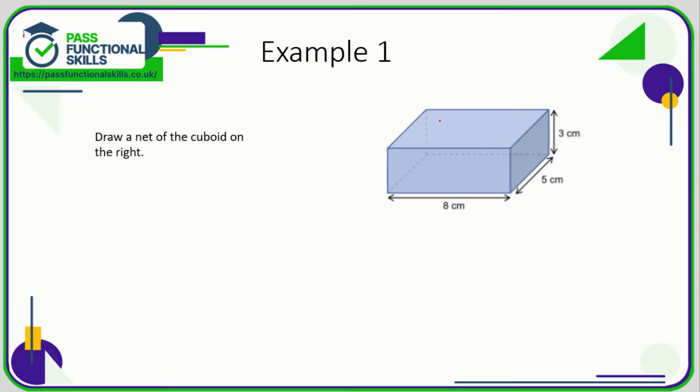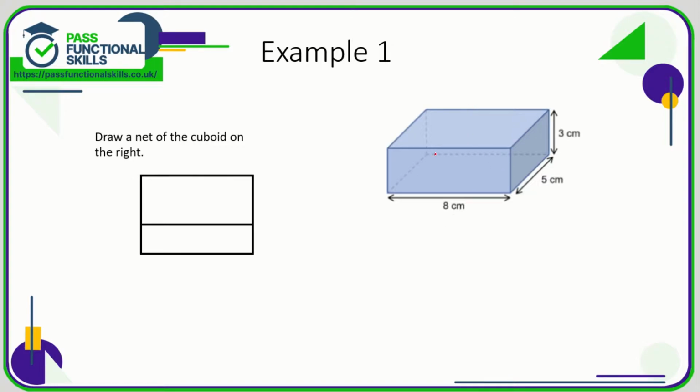So why don't we start first of all by drawing, let's say, the top. So that is going to be a rectangle which is 8 by 5. So it will look like this. Now underneath this 8 by 5 rectangle, we're going to have the front face, which is 8 by 3, so a slightly smaller rectangle there.